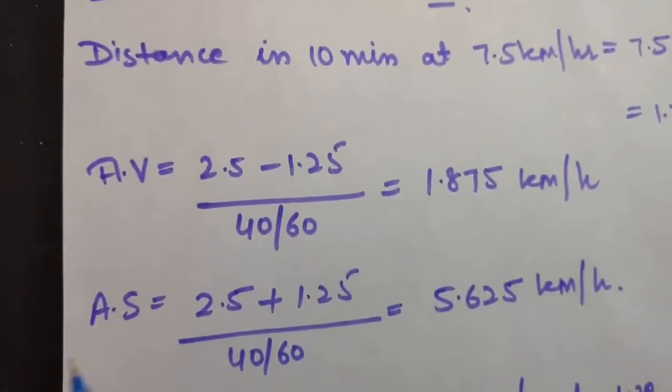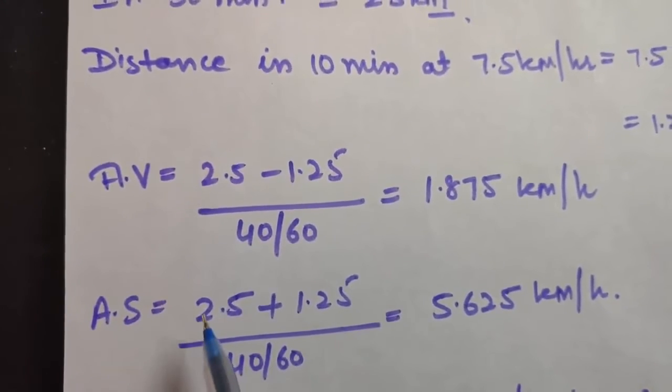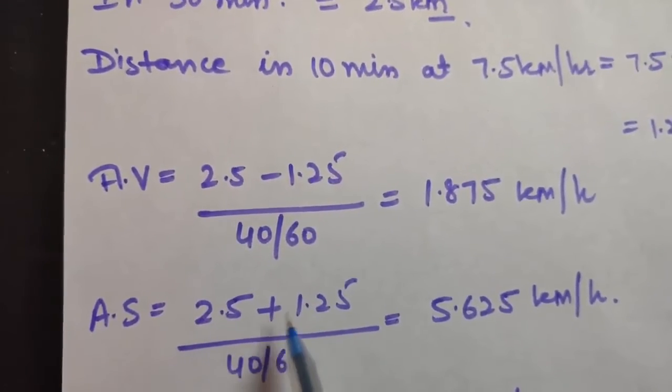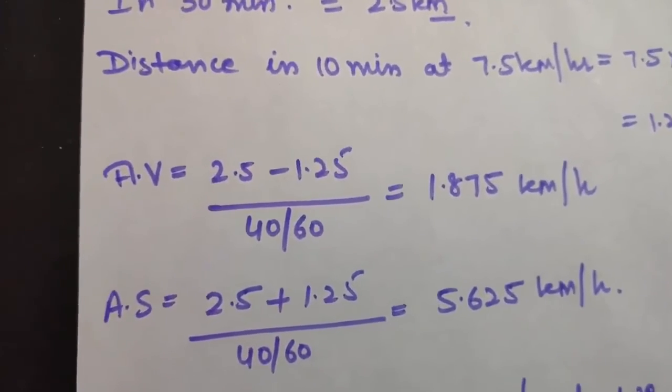Now average speed is nothing but total distance traveled. So total distance traveled is 2.5 plus 1.25 upon time. So this will be the average speed in this case.